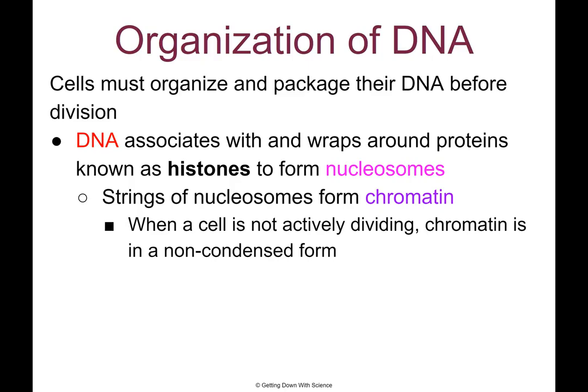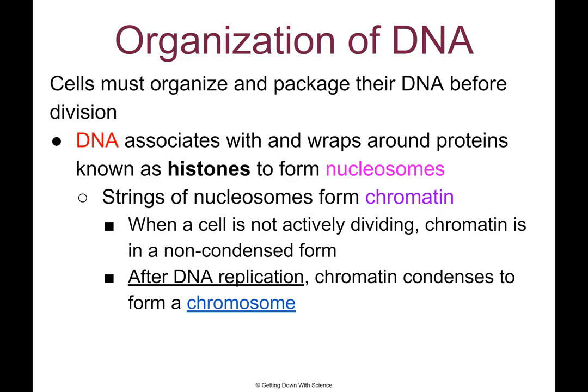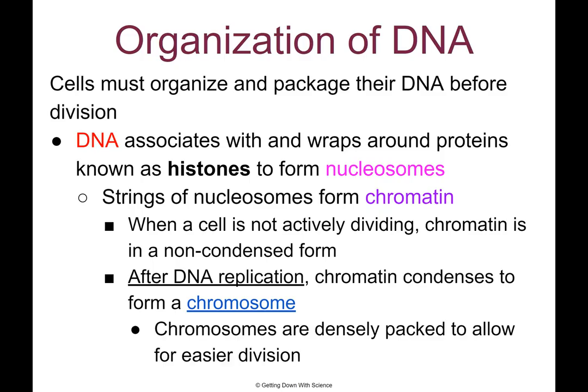When a cell is not actively dividing, the chromatin is in a non-condensed form. So it's not all wound up so much as it's spread out more. After the DNA has replicated, it's going to condense to form chromosomes. It's going to get all wrapped up really tight and form those chromosomes, which are those X structures we almost always look at. They're really densely packed, and the reason why is because it's a whole lot easier to divide and move them around if they're all coiled up as tight as can be.